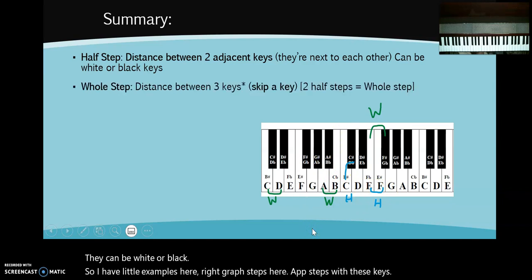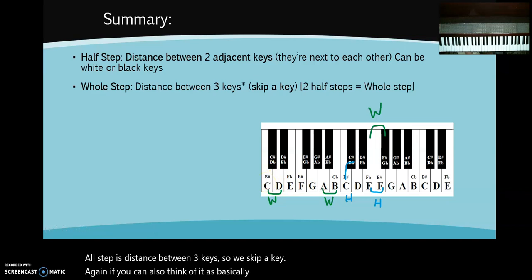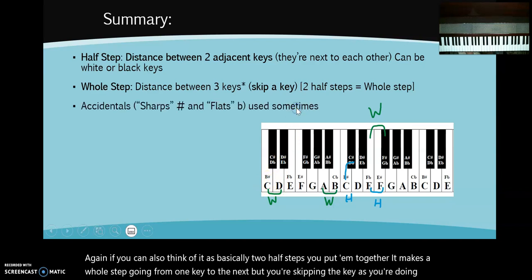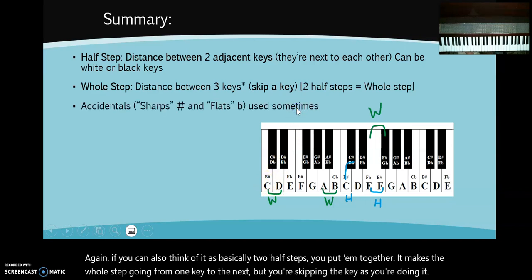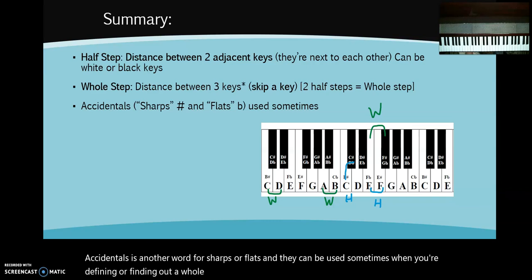Whole step is a distance between 3 keys. So we skip a key. Again, you can also think of it as basically 2 half steps. You put them together, it makes a whole step, going from one key to the next, but you're skipping a key as you're doing it. Accidentals is another word for sharps or flats, and they can be used sometimes when you're defining or finding out a whole step or half step from and to certain keys on the piano.